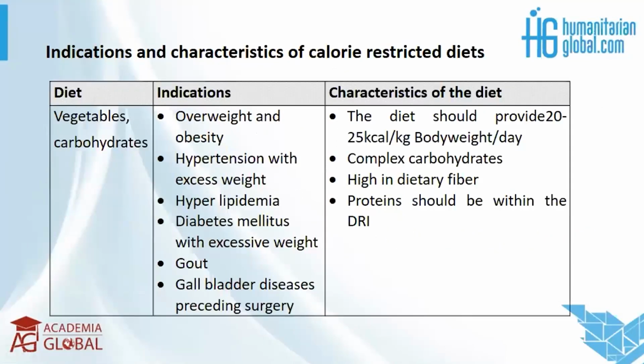So let's look at the indications and characteristics. Examples of this diet, we have been told it will comprise of vegetables and whole carbohydrates. Please note there is whole carbohydrates. And then the indications, it's for those people who are overweight and obese, for those people who may have hypertension with excess weight, for those people who may have hyperlipidemia, this means very high levels of lipid in their blood, for the patients of diabetes mellitus with excessive weight, for the gout patients, and for gallbladder diseases preceding surgery.